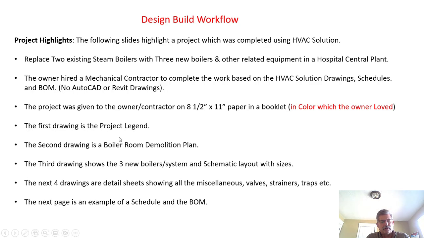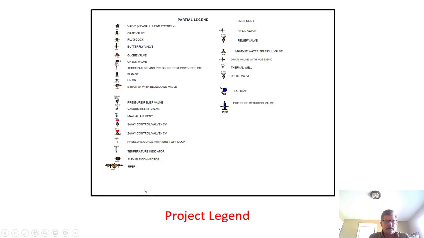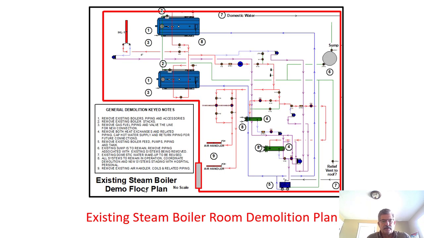We'll look at the next pages here: the legend, boiler room demolition, and some of the details. There's the legend. Here is the floor plan layout. Back when I did this, we didn't import floor plans. Now you can actually import the floor plan PDF. I have it highlighted here in red: the two boilers, heat exchangers. You'll see the demolition keynotes here: remove existing boilers, remove the stacks, remove gas piping, and so forth. That was the demo plan.